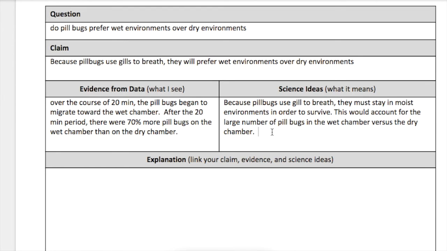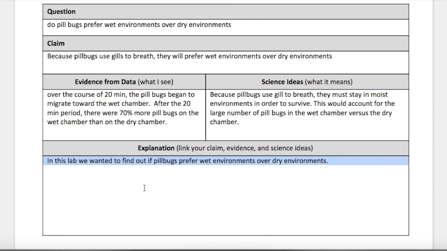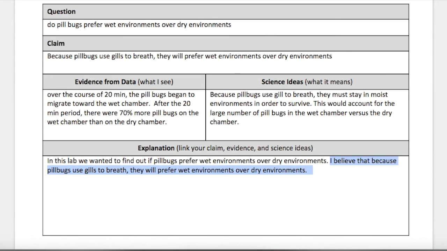Now, this brings us to the final part, the explanation. This is where we link each section and come up with a good conclusion. First, I'm going to start by filling in my question. In this lab, we wanted to find out if pill bugs prefer wet environments over dry. Next, we link our claim, which is I believe that because pill bugs use gills to breathe, they will prefer wet environments over dry environments.